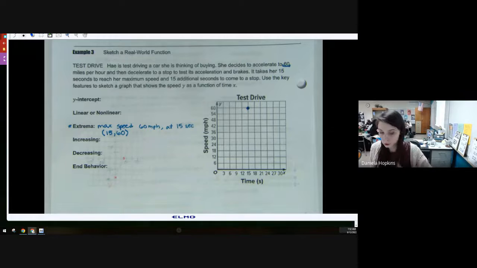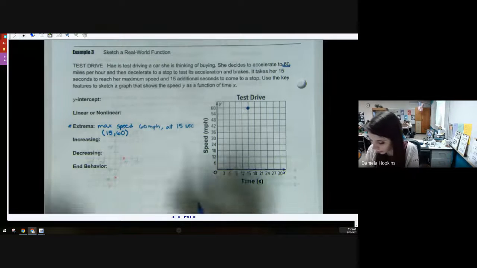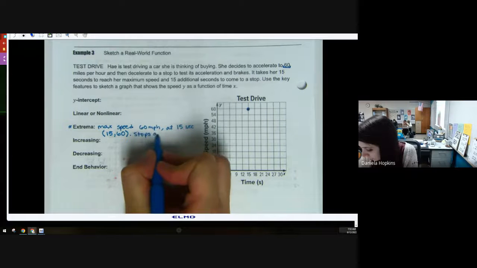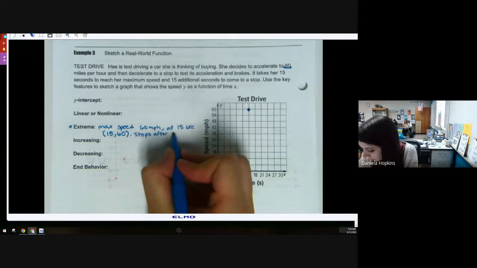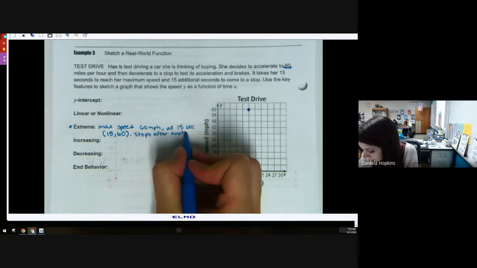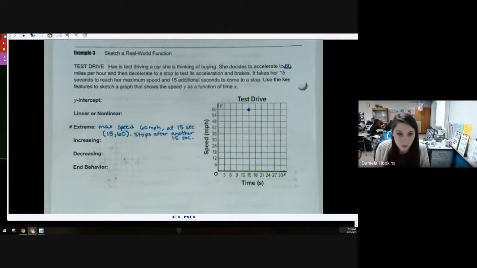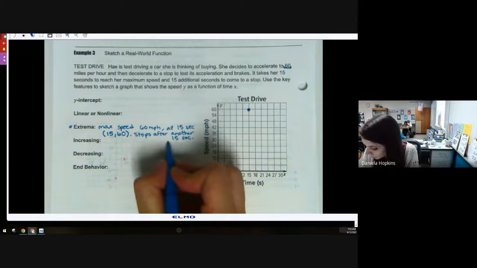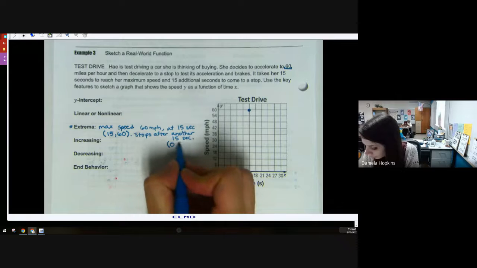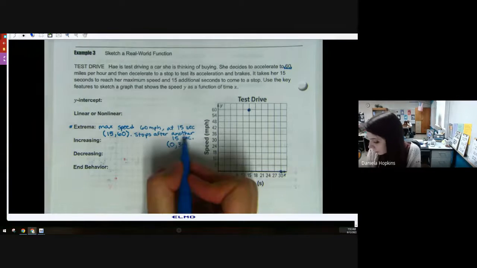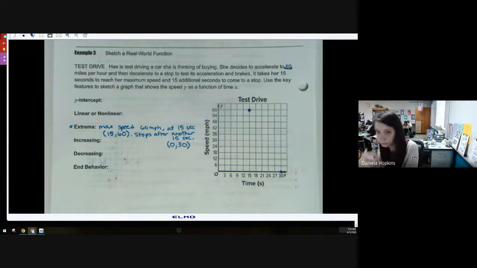Then the other extrema is that she stops again, so she stops after another 15 seconds. So what's 15 plus 15? 30. So if she stops, she's going 0, and it's taken now a total of 30 seconds. Okay, see how you can kind of talk yourselves through that?